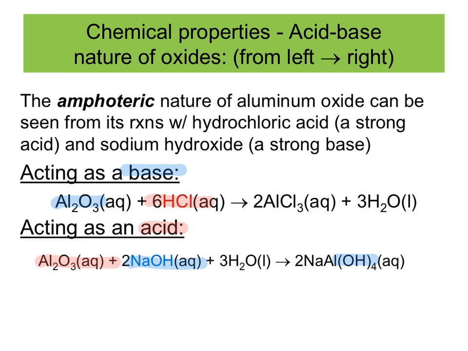When the aluminum oxide is acting as a base, reacting with the hydrochloric acid, it actually forms a neutral product, aluminum chloride and water. Whereas when it's acting as the acid with the sodium hydroxide, it actually stays basic as the product too, forming a very complex ion. This fancy molecule is known as sodium aluminate.